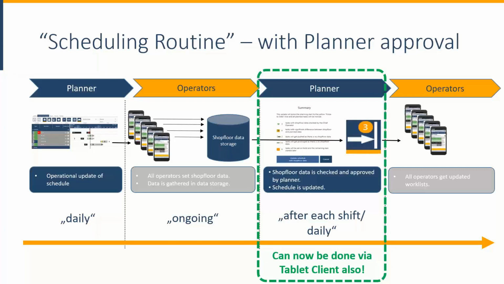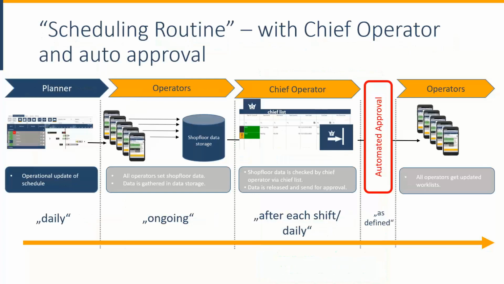And as I said, this is in my eyes the option that most of our customers prefer for the time being. But now coming back to the second option, there is a good second option. This second option foresees that there is a chief operator that checks the data of the shop floor and checks whether everything is all right, if all data is set, if something is missing, and if the data that was set is correctly set.